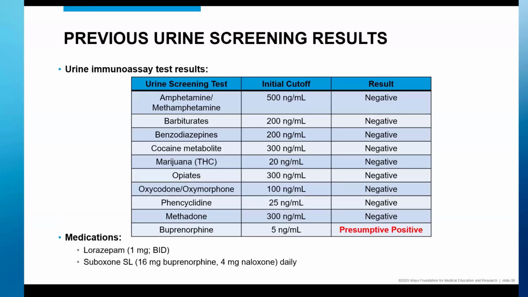So for this patient, they ordered a urine immunoassay test, and you can see that while it tested for a number of different drug classes, the amphetamines, barbiturates, benzodiazepines, opiates, and buprenorphine, we get the results back for this patient. Now remember though, this patient is on 2 key drugs, right? Lorazepam, which is a benzodiazepine, which we see here on the urine immunoassay is negative, okay? So not detected. And we see Suboxone, which is again that buprenorphine naloxone combination, and the buprenorphine is presumptive positive.